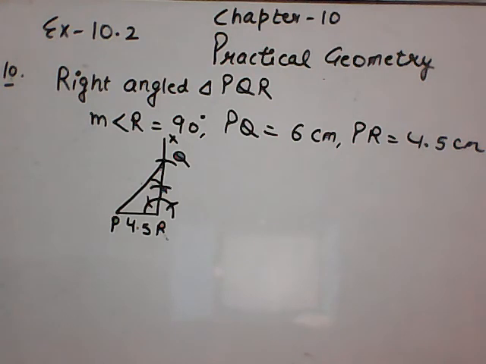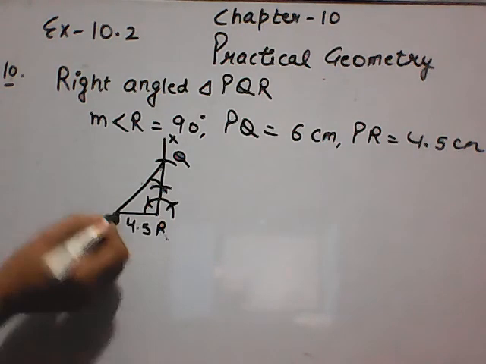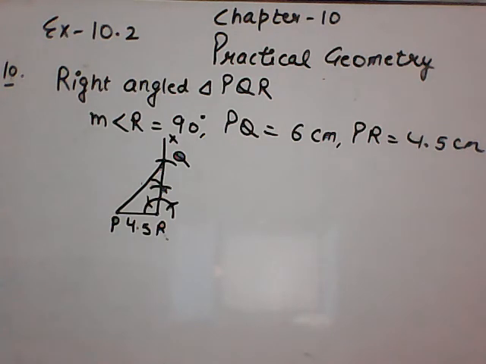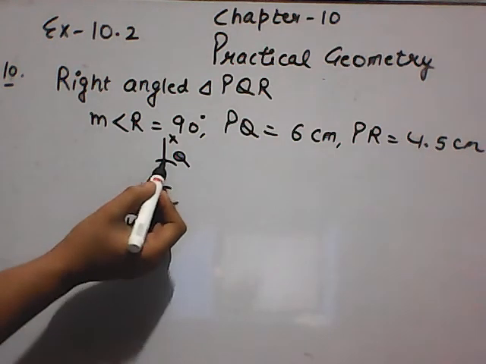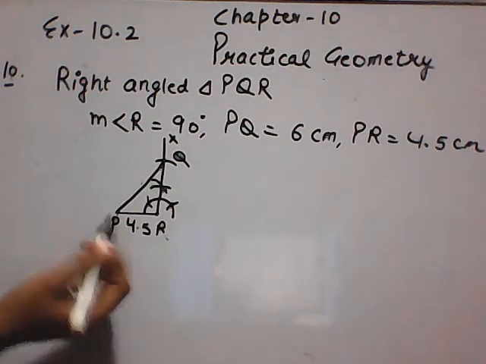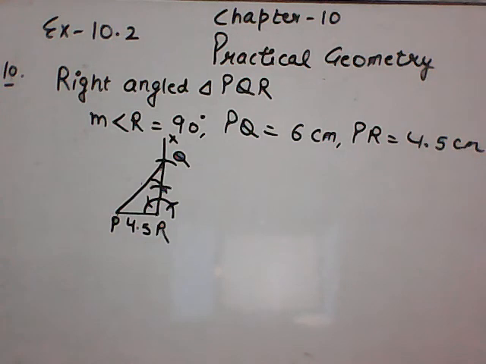Now you have to write down the steps of construction. Firstly, you have to draw a line segment PR equals to 4.5 centimeter. At point R, with the help of compass, draw an angle 90 degree. Taking P as center, draw an arc with radius 6 centimeter, which intersects the ray RX at point Q. Now join PQ. It is the required triangle PQR. In this way, you have to construct triangles and write down the steps of construction. Let's move to next question.